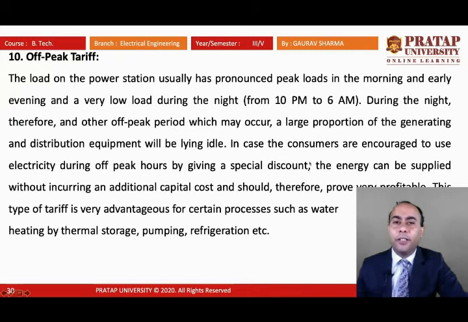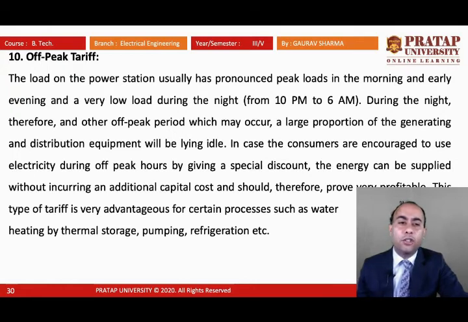In this tariff, the load on the power station usually has pronounced peak loads in the morning and early evening, and very low load during the night, from about 10 p.m. to 6 a.m. For example, agriculture loads run at that time, from 12 a.m. to 6 a.m. at night. So we are charging for these off-peak hours only.